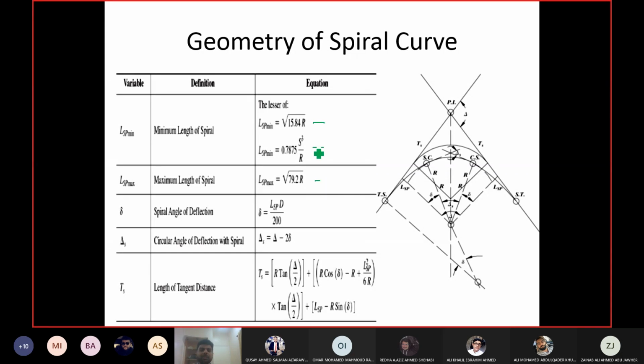In these equations we are using R and S. R is the radius of the circular curve, and S is the design speed of the road.